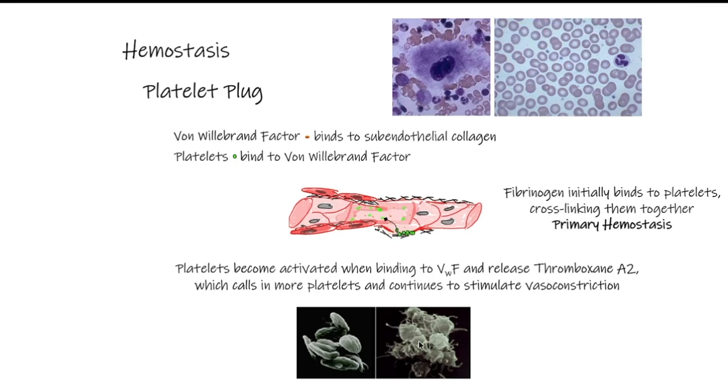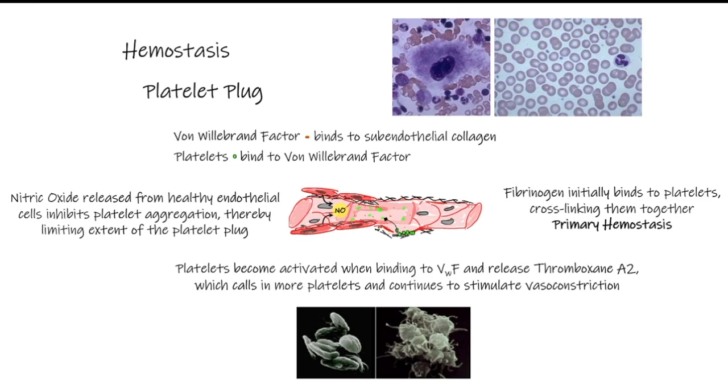So when we initially have these platelets aggregating with each other, fibrinogen also will bind to platelets. And this fibrinogen will cross-link the platelets, binding them together. This is part of what we call primary hemostasis. Now, we don't want this platelet plug continuing to propagate throughout the vessel, so nearby intact endothelial cells will release nitric oxide. And nitric oxide will inhibit platelet aggregation, thereby limiting the extent of the platelet plug.